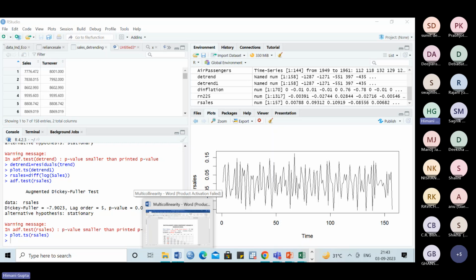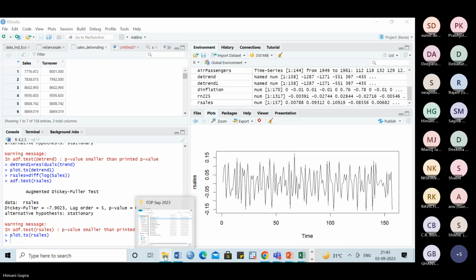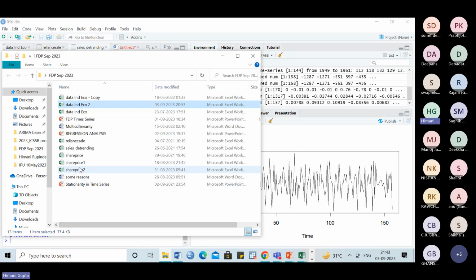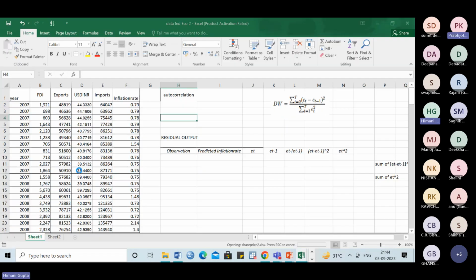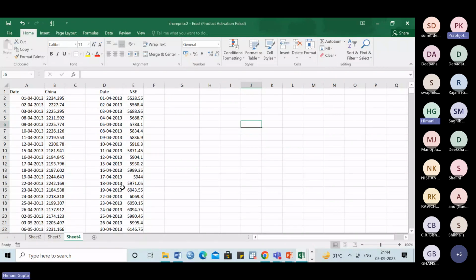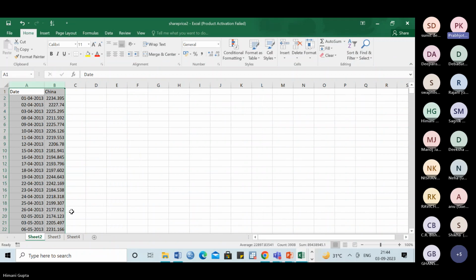I have given you one file with the name share price 2. Just open this share price 2. Yes, just open it. Please mute yourself. Now in this you will see sheet number 2.